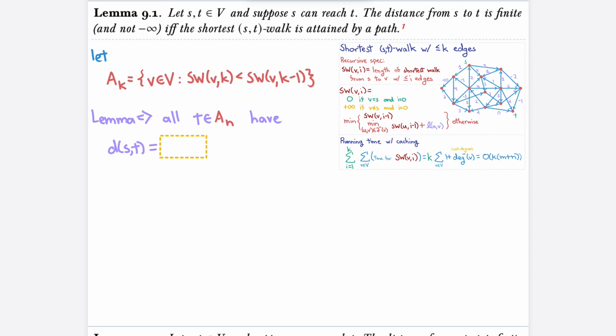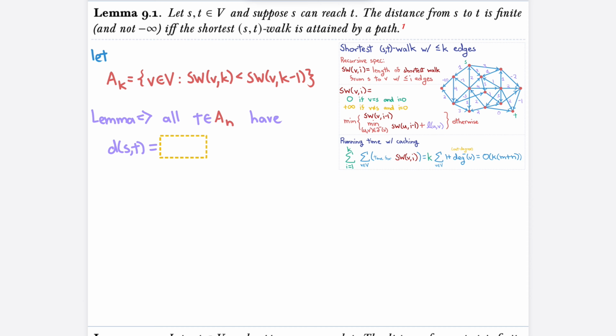So A sub n is all the vertices whose distance went down in the nth iteration. Distance from S. If you use n edges, then that means you just repeat a vertex. Yeah, if you use n edges and you're visiting n plus 1 vertices, some vertex must repeat, right?